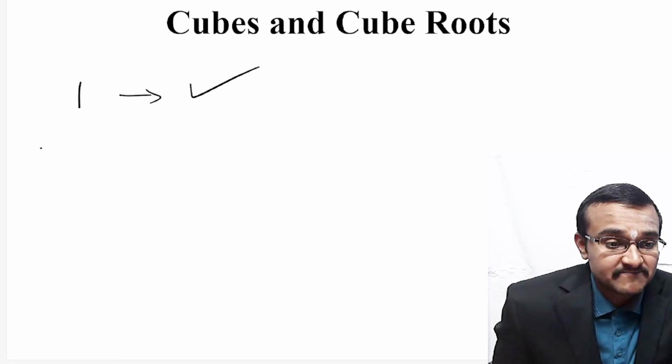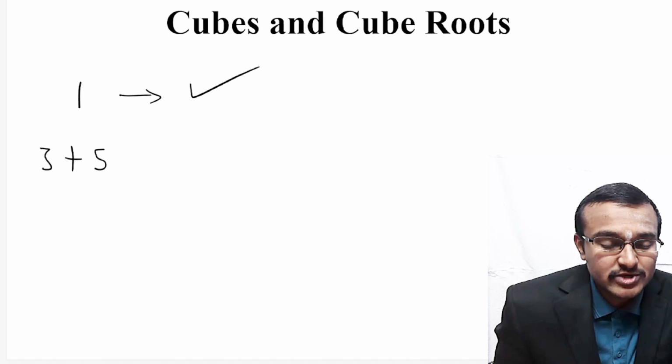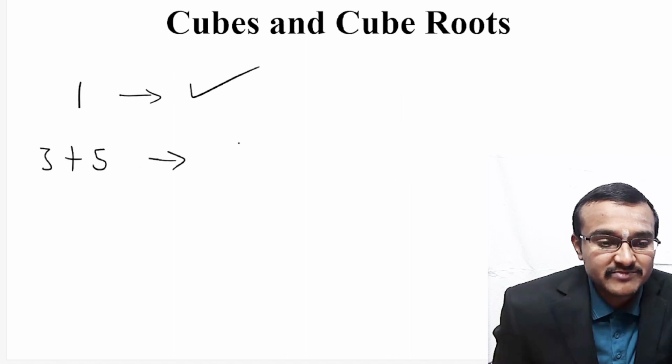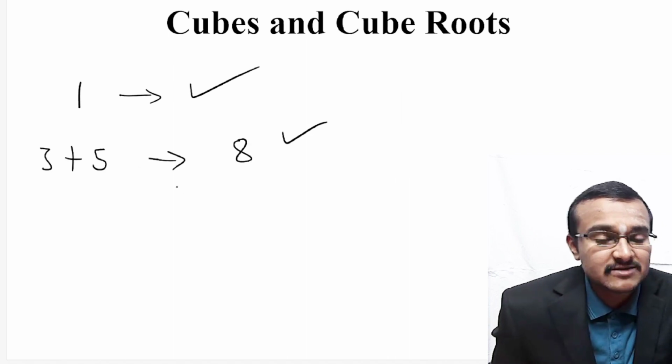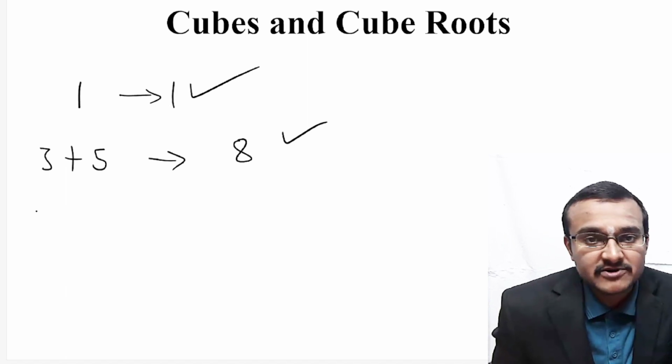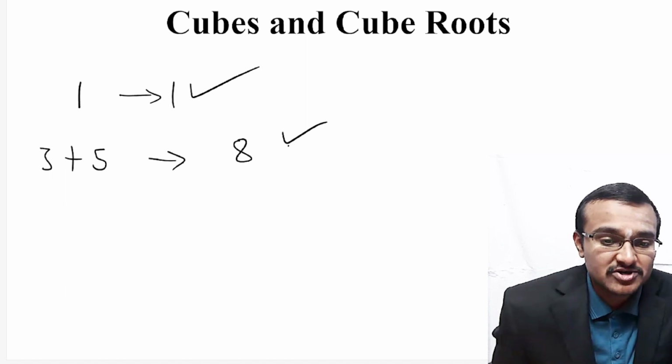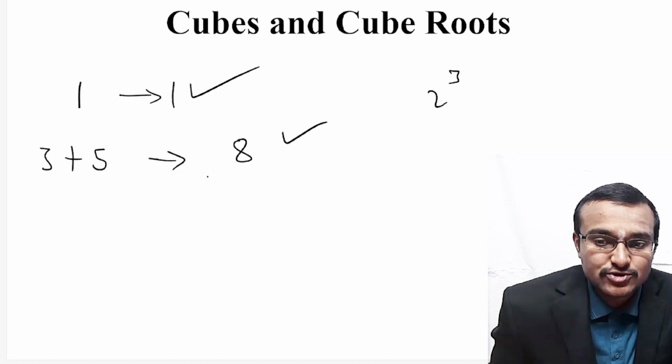After 1 you have 3, so you should take two numbers, that is 3 plus 5. If you make 3 plus 5, you will get 8. So 8 is a perfect cube number, just as 1 is a perfect cube number, because 8 is actually 2 cube.